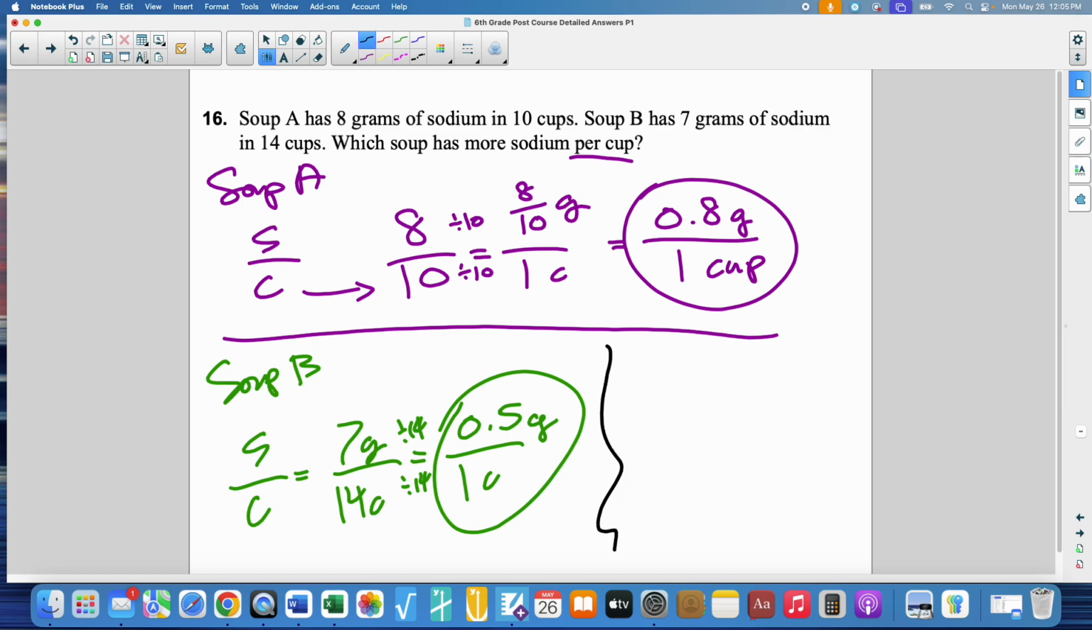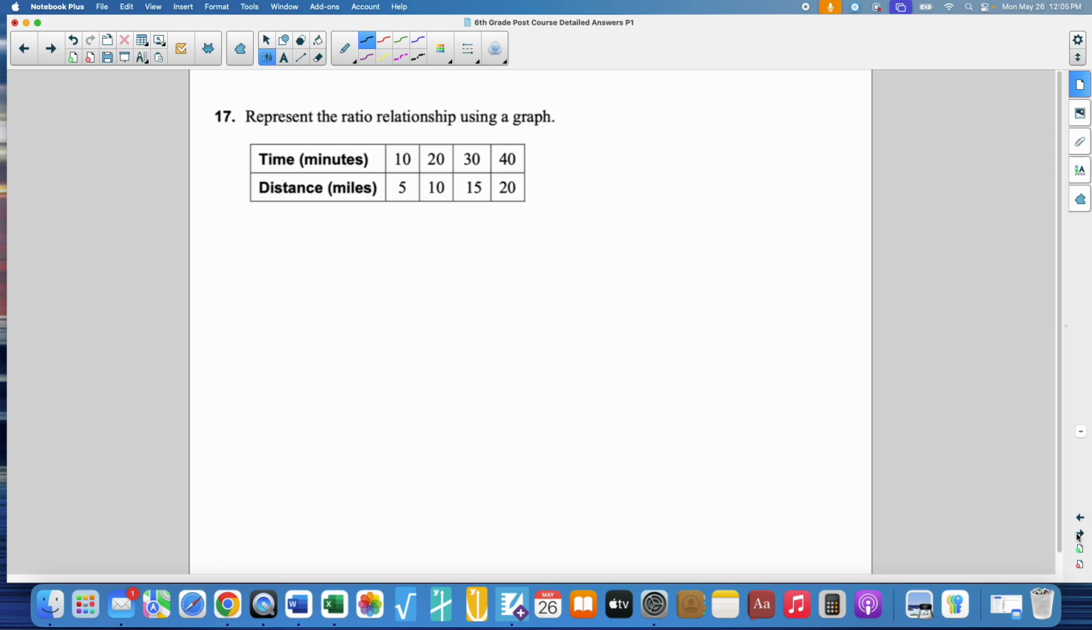So let's write our answer. Word problem, word answer. Soup A has more sodium. Okay, soup A has more sodium. I want to see that work. Don't just write the answer. I'm going to want to know why you made that answer, and you have to do it with data. If you just write that, you're not going to get credit for an answer. I'm going to be looking at your work, and I'm going to be looking for that 0.8 grams and that 0.5 grams. So very important that you show your work.